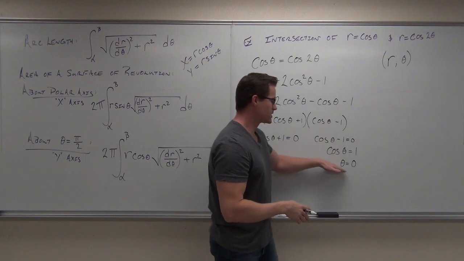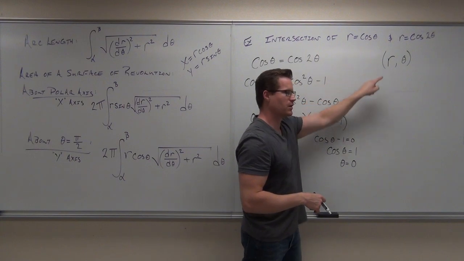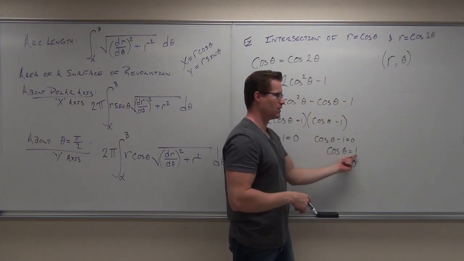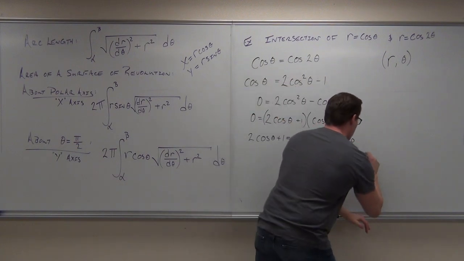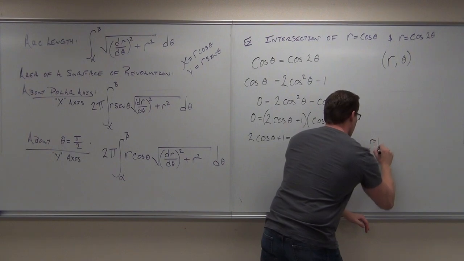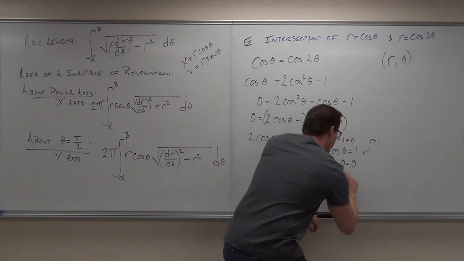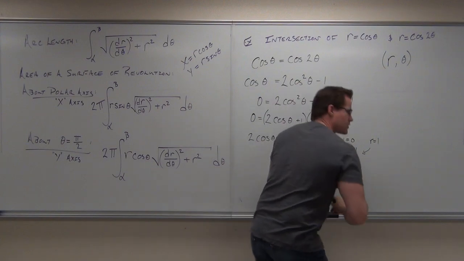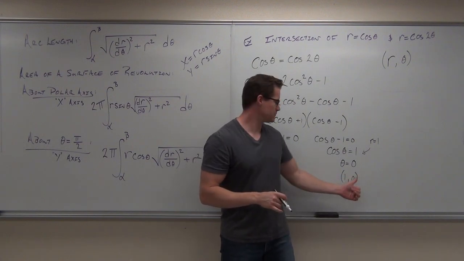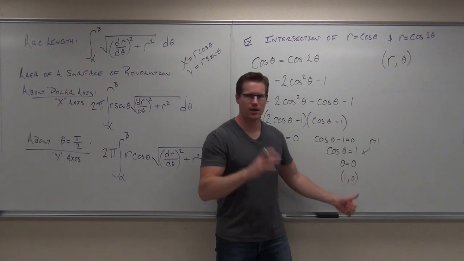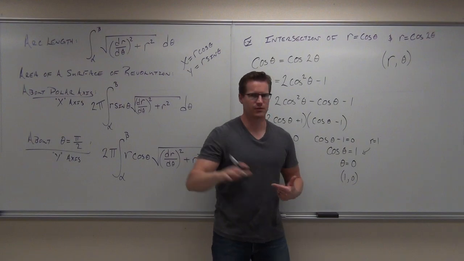Okay, so theta is 0. Now look at this. If r equals cosine theta, look down here. How much does cosine theta equal? 1. How much does r equal? 1. Cosine theta equals 1, therefore r equals 1. We now have a point. Which one comes first, the r or the theta? R. So 1, 0. These are going to intersect at the polar coordinate of 1 and 0, an r of 1, an angle of 0. So it says, angle 0, go out 1, these things are going to intersect right there. Show of hands if you understand that one.